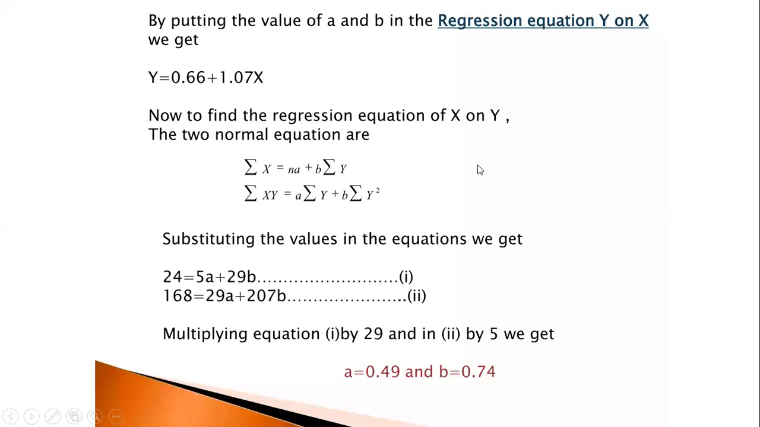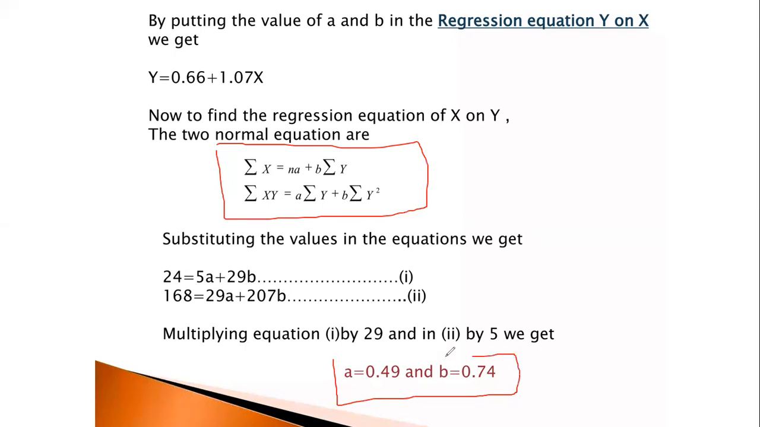Then the next one is finding x on y. For x on y, we have to use these two equation formulas. Sigma x is equal to na plus b sigma y. Sigma xy is equal to a sigma y plus b sigma y square. Substitute the sigma values here, and you will be getting two equations. Then equate these equations. How to equate this? Multiply the first equation by 29, second equation by 5. Then these values become equal. Then you will be getting the a and b values. So a is equal to 0.49 and b is equal to 0.79. I mean, sorry, 0.74.